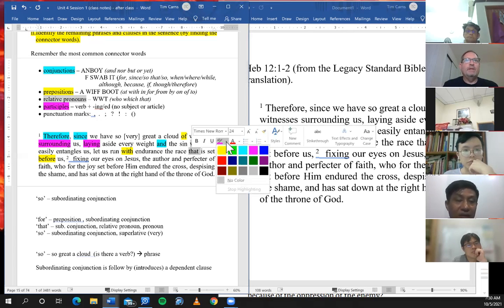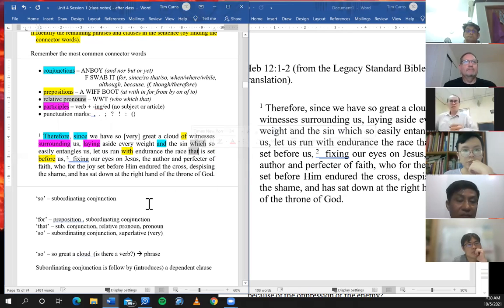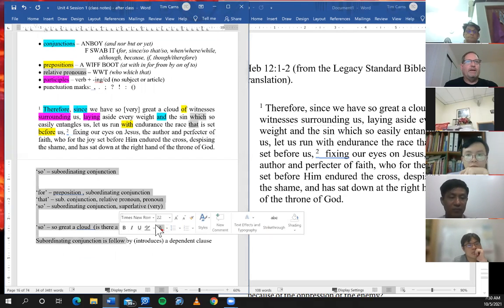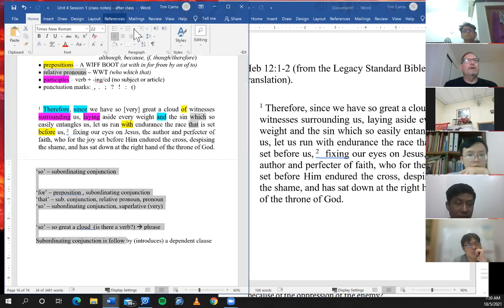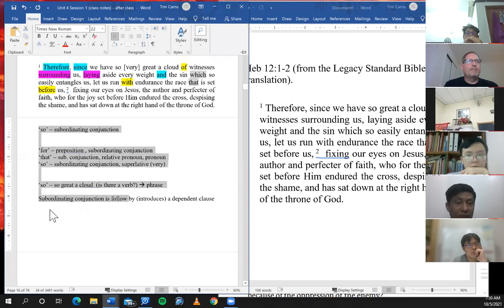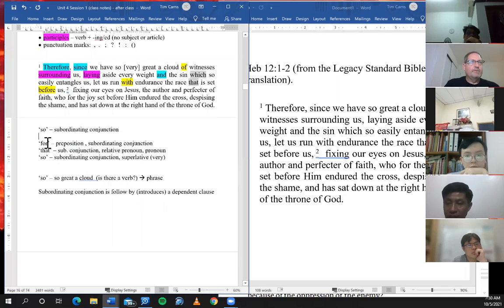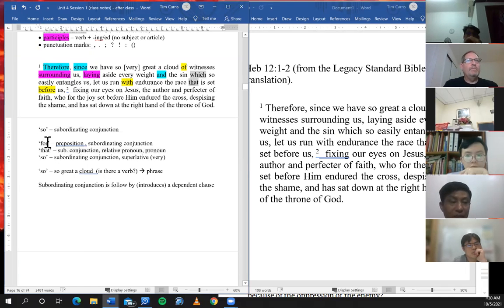And here, how is it functioning? Like I said, that can be one of those tricky words. And so we want to ask, how is it functioning here? Well, the easiest way that I've determined to figure it out is this word that is a relative pronoun. How do we know that? How can we check that?